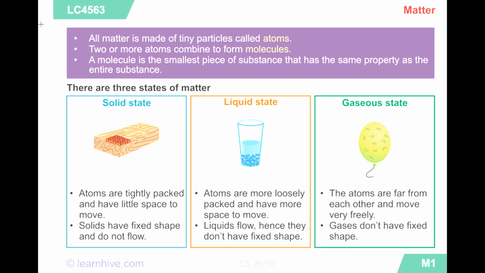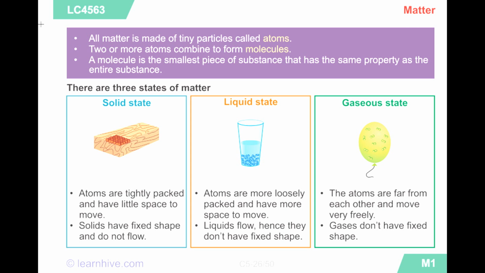What is matter? All matter is made up of tiny particles called atoms. Two or more atoms combine to form molecules. A molecule is the smallest piece of substance that has the same property as the entire substance. Then there are three states of matter. You have solid, you have liquid, and gas.